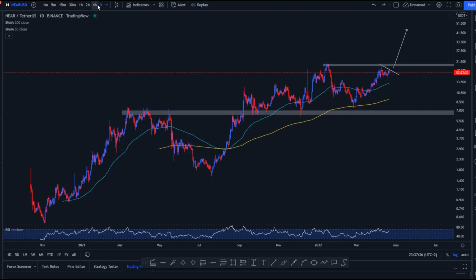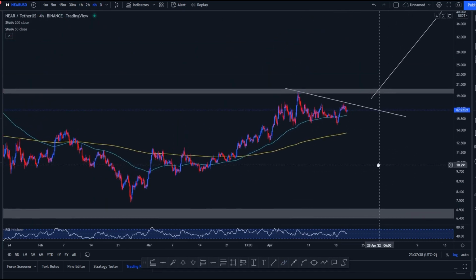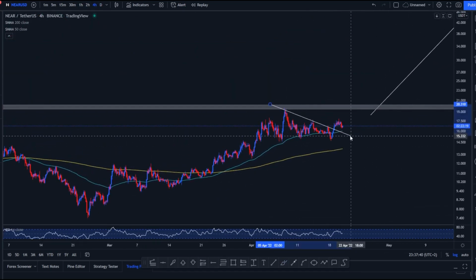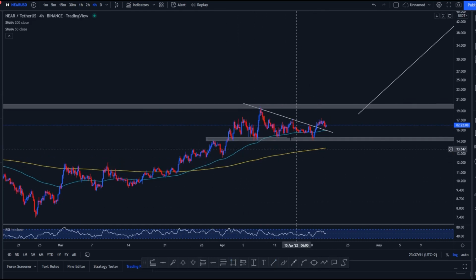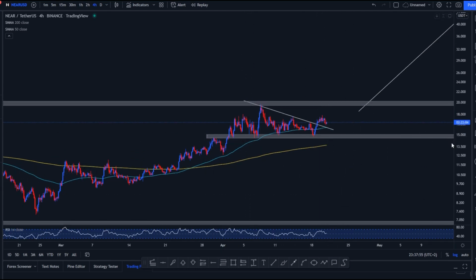If we move on to the 4-hour time frame, we can see that we are creating or have already broken out of somewhat of a bullish correction pattern. So how do you actually spot one of these? Well, it's very simple. We can see the price broke out of a strong level of resistance right here, and it had somewhat of a wedge formation right here, which we broke out of, creating a higher high.